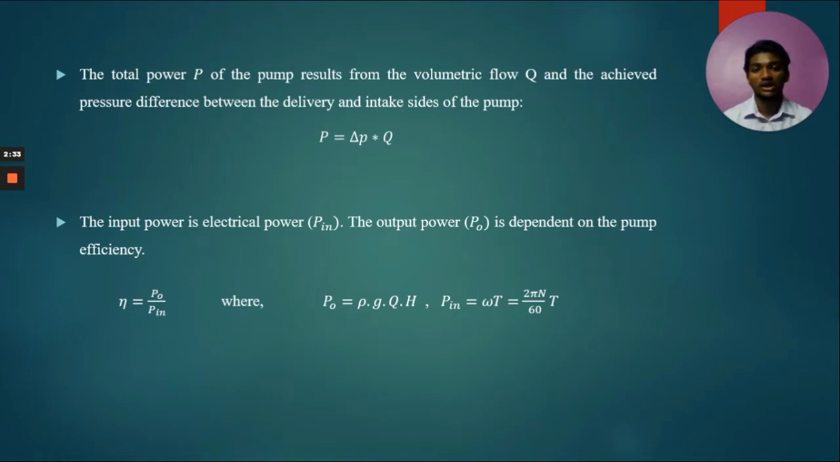The output power is P out, which is dependent on the pump efficiency. So the efficiency equals P out over P in, where P out equals rho g H times Q, and P in equals omega T. We can derive omega equals 2 pi n over 60, times T.